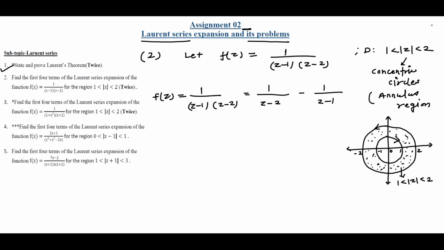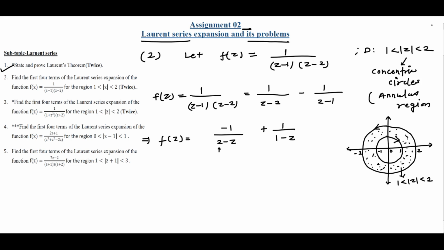Now further, write the given function f(z) in standard form. Taking the negative here, that is -1/(2-z), and also taking the negative from the second term, it will give positive 1/(1-z). Now our main task is, in the first term, which term we have to take common: either we take the 2 or we take the z.